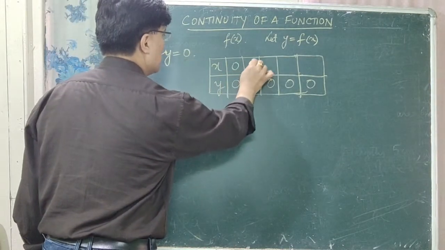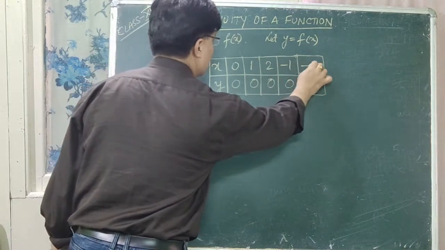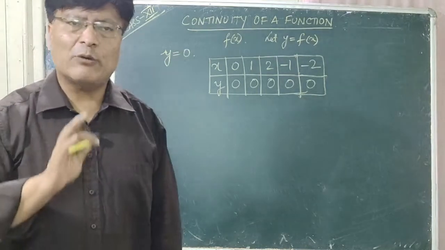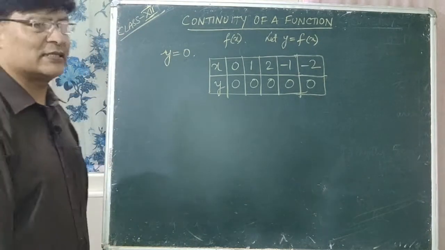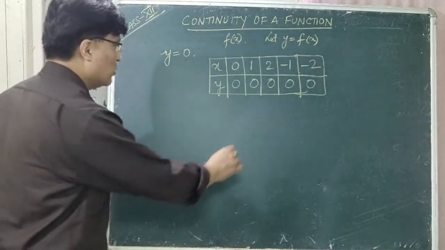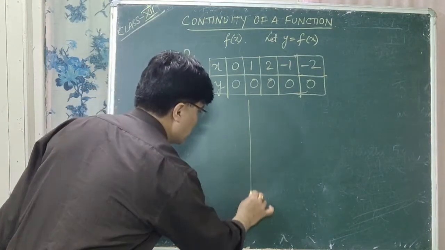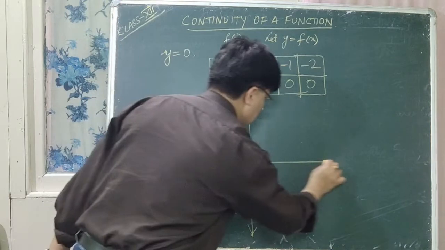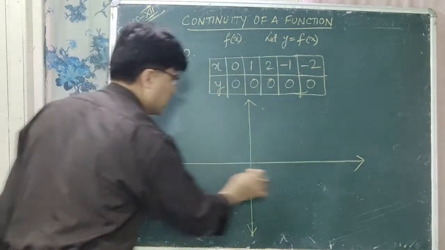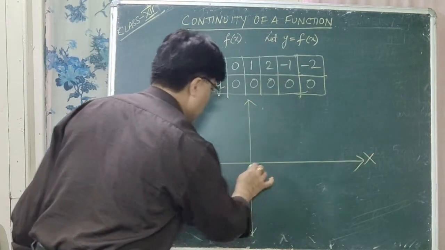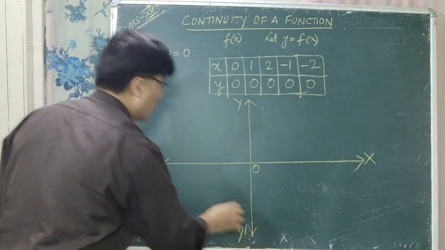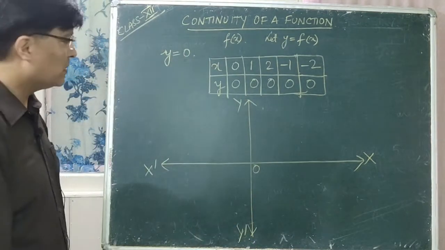Let us write x as 0, 1, 2, -1, -2. Is that clear to all of you? Now let us draw the graph of this table. We have to consider the x-axis and y-axis. You know that, right? This is your y-axis and this is your x-axis. So X O X dash and this is your Y O Y dash.